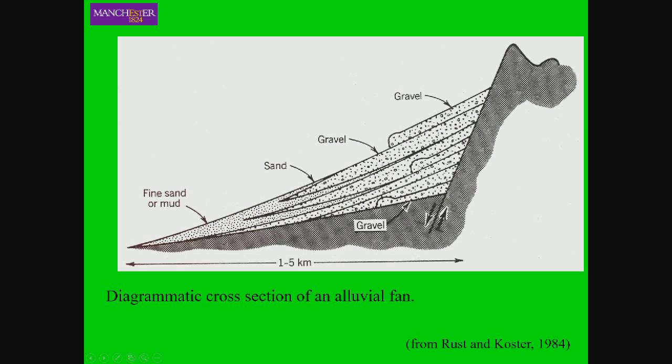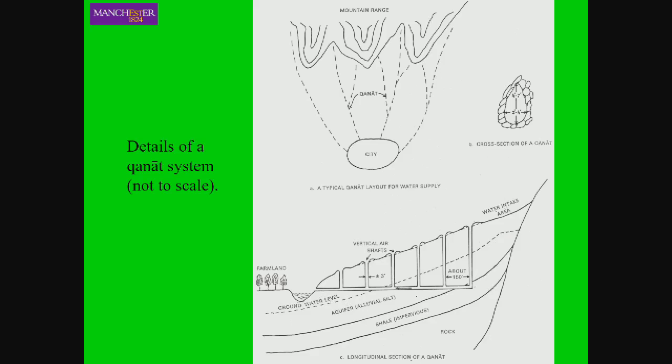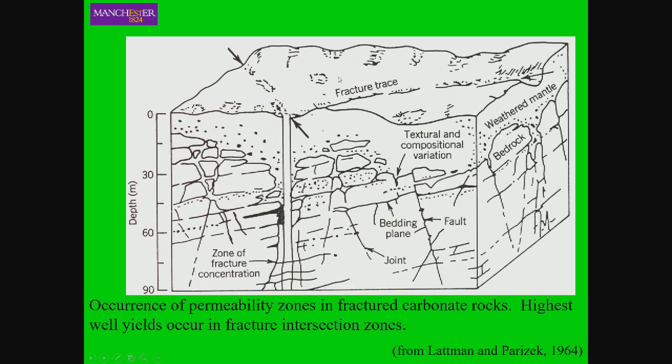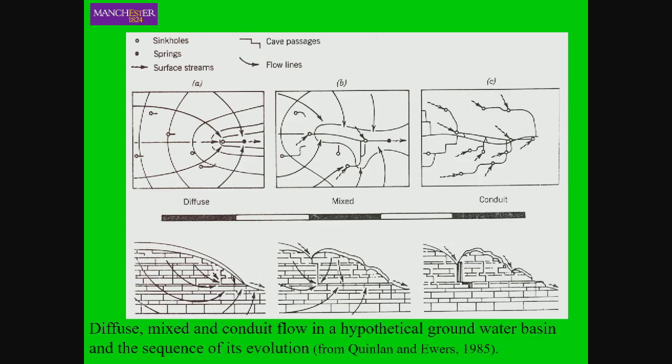So here are some examples of aquifers, like alluvial fans that have coarse gravels or sands in them. Fractured limestones. I put this in to emphasise that permeability can be both matrix permeability and fracture permeability.